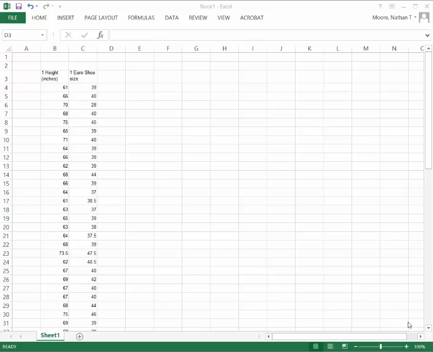This is a story about how to use Excel to make a plot, how to make a fit line in Excel, and also how Excel is annoying. So this is some data I've got.